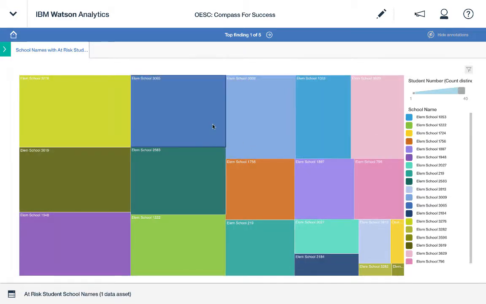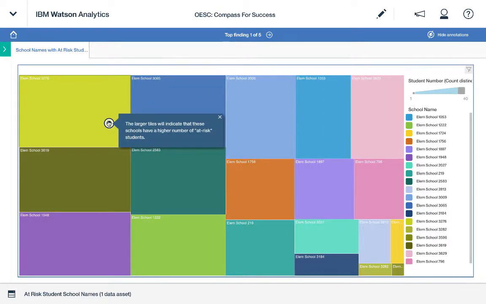Now, by looking at this tree map, the user will see the school names with at-risk students. These smart annotations will help users interpret results by explaining the results in plain language, guiding users through the results. So in this scenario, the annotations will get the user thinking about the schools taking up the most real estate on the campus, as they have the highest number of at-risk students.